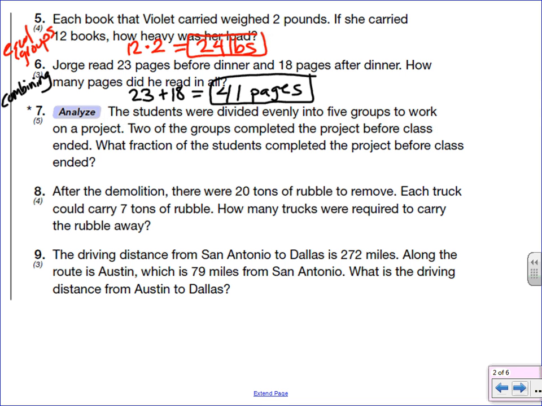The students were divided evenly into 5 groups to work on a project. 2 of the groups completed their project before class ended. What fraction of the students completed the project before class ended? Well, if there were 5 total groups and 2 of the groups completed it, then 2 out of the 5. So 2/5 of the students finished before class was over. So this is the part, and this is the whole.